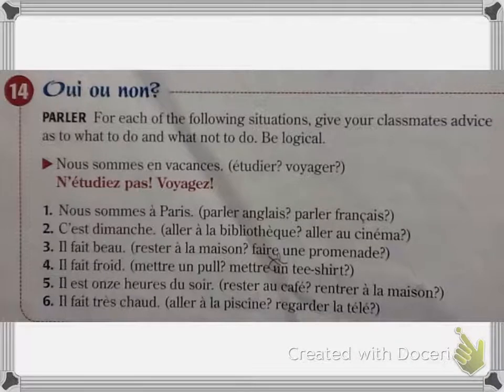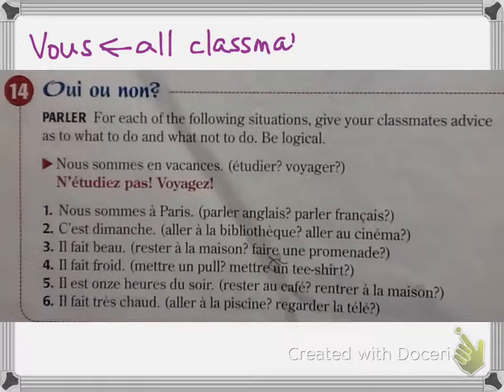Exercice 14. Oui ou non. For each of the following situations, give your classmates advice as to what to do and what not to do. Be logical. So, nous sommes en vacances. If we are on vacation, are we going to study? Are we going to travel? So, we're going to say, n'étudiez pas and voyagez. Here, we're using the vous form because we're talking to all of your classmates. So, it's plural here.